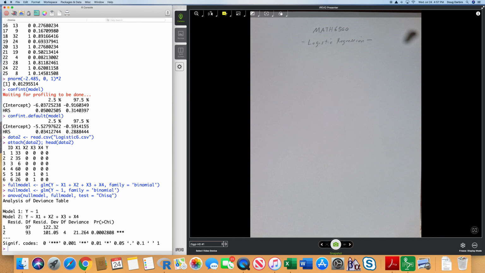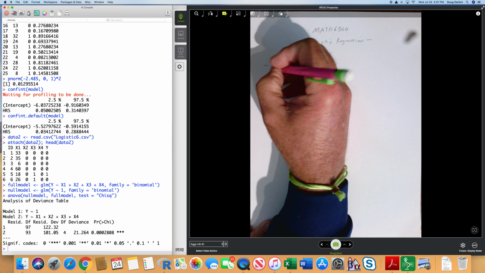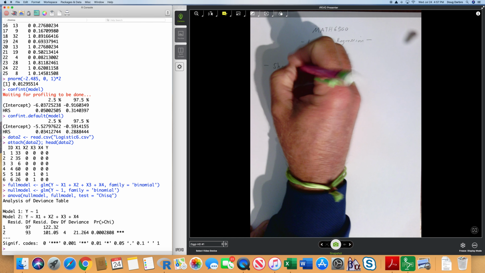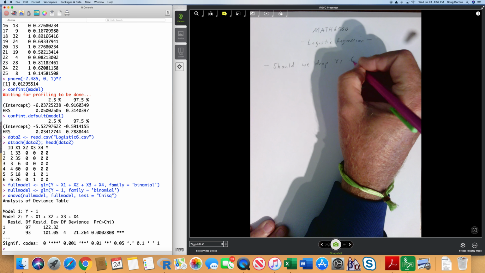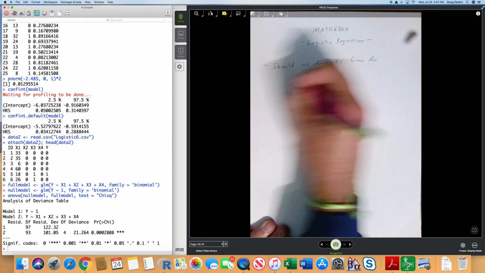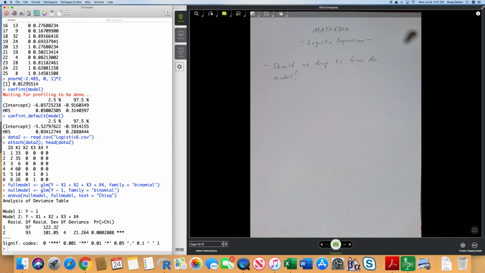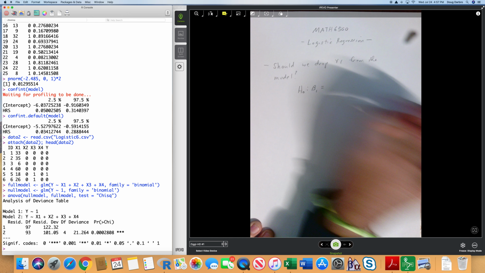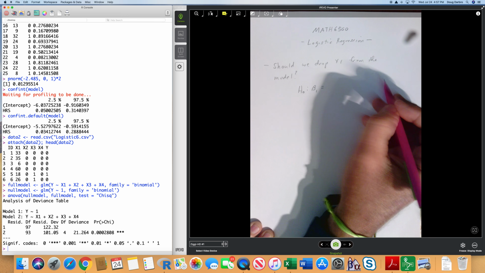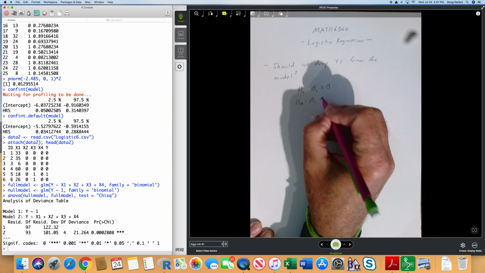So what I want to do now is address, with a ton of structure, should we drop x1 from the model? Well, in other words, what we're testing here is, is beta 1, again corresponding with x1, equal to 0, versus beta 1 not equal to 0.